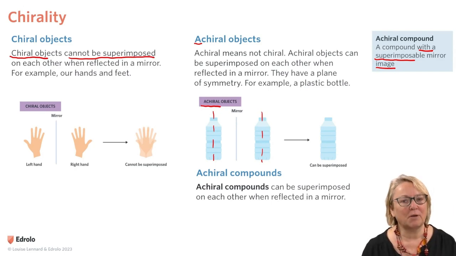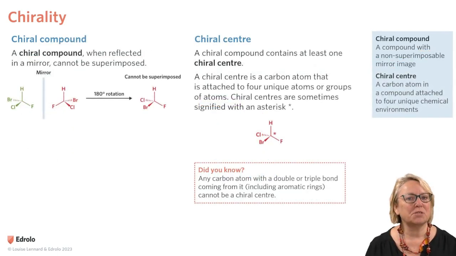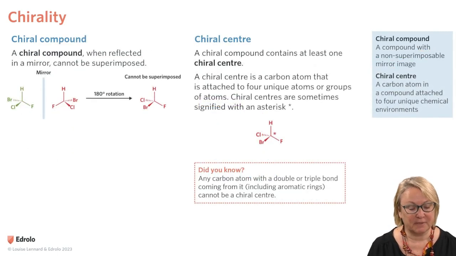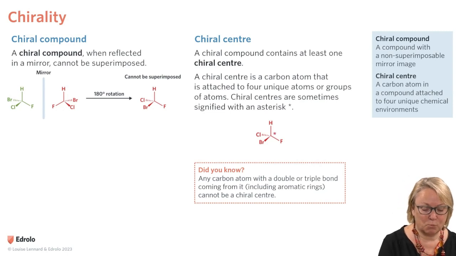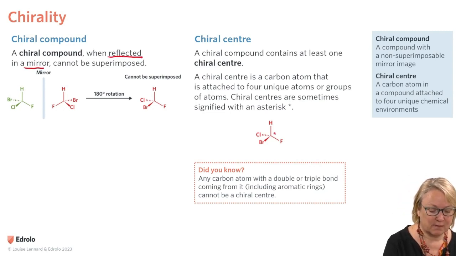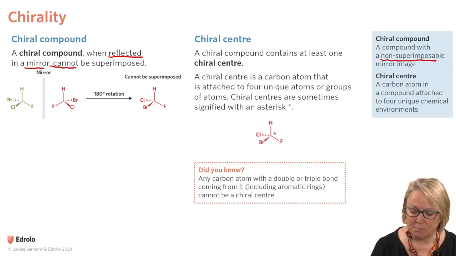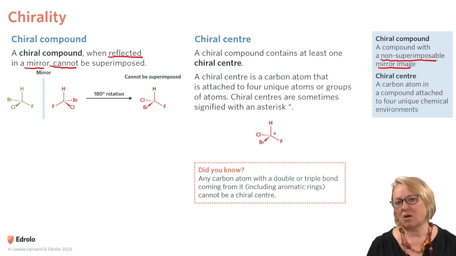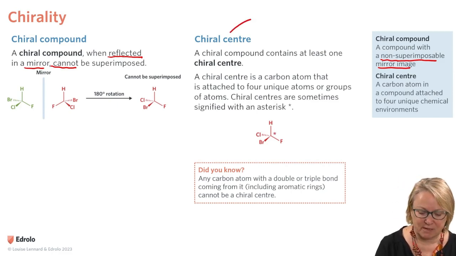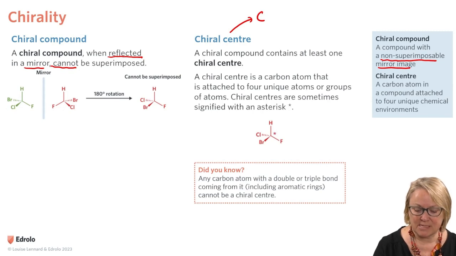And you might ask why we're talking about hands and feet and bottles. That's a good question, because we want to talk about chirality with compounds now. A chiral compound, when reflected in a mirror, cannot be superimposed. To talk about a chiral compound, we need to define what that is. It has a non-superimposable mirror image, and it's a compound that contains a chiral centre, which is a carbon that contains 4 different atoms or groups of atoms bonded to it.